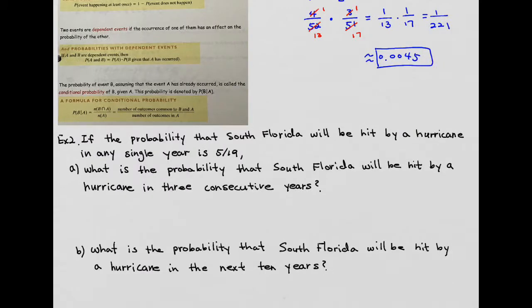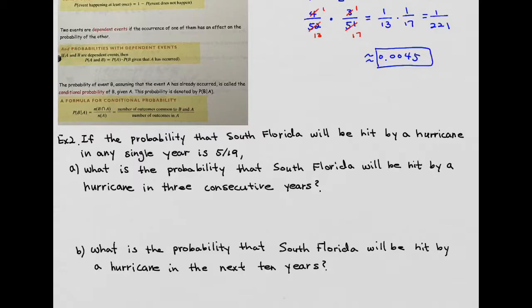Example 2. If the probability that South Florida will be hit by a hurricane in any single year is 5 over 19, what is the probability that South Florida will be hit by a hurricane in 3 consecutive years? Consecutive means one after the other, so if it's 2020, then 2021 and 2022.